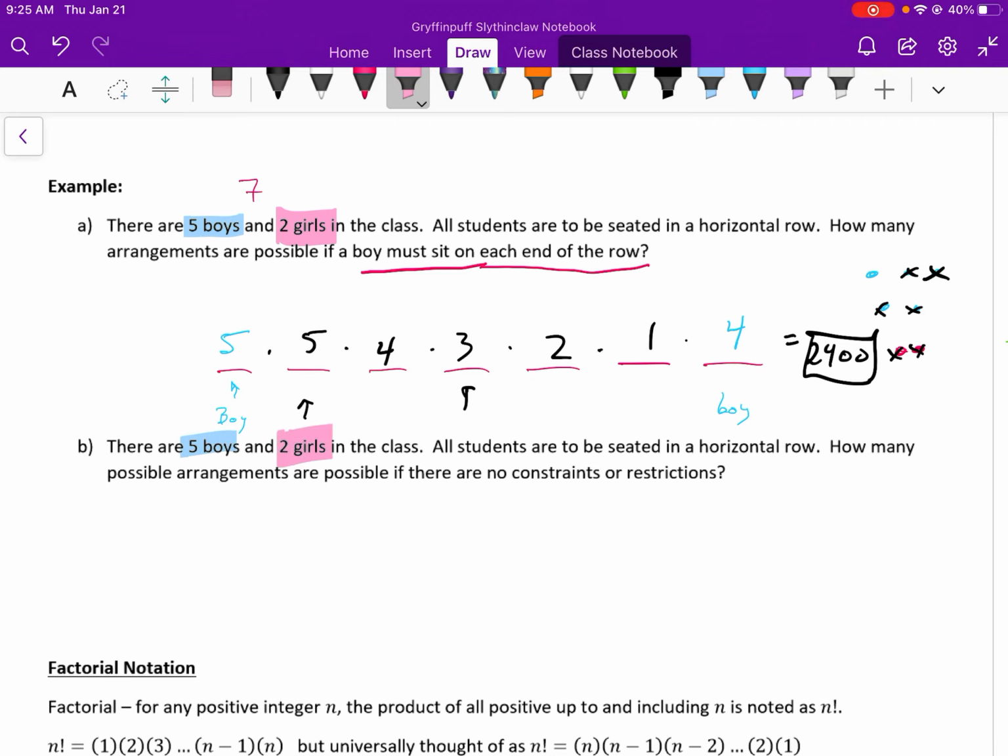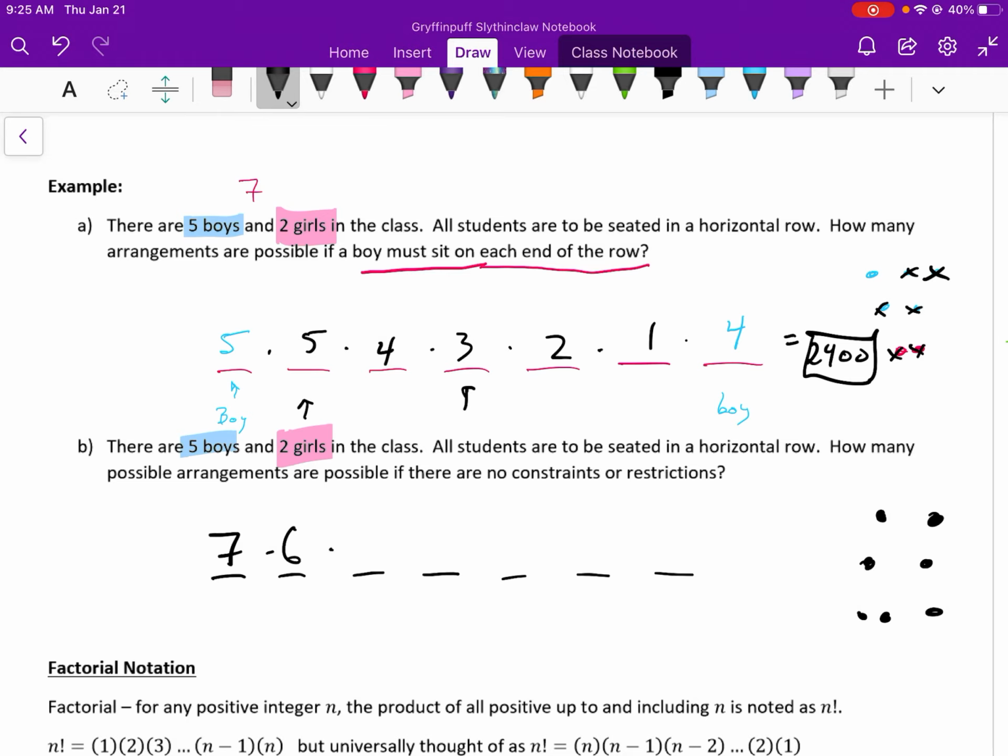Let's go for B. There are 5 boys and 2 girls in the class. Same situation. All students are to be seated in a horizontal row. How many possible arrangements are there if there are no constraints or restrictions? So what I know now is it doesn't matter. But I have 7 people to put in chairs.